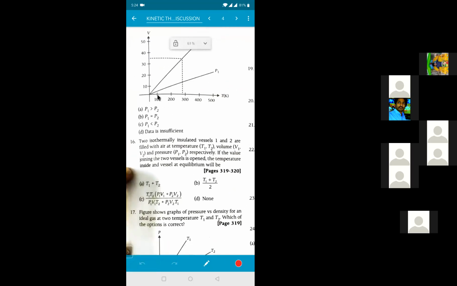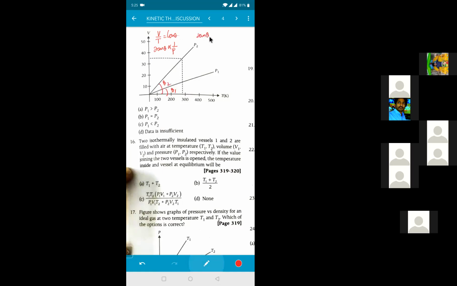It is a graph between volume versus temperature. Just now we know that volume by temperature will be equal to a constant. That means tan theta is nothing but the slope. Tan theta will be proportional to nR by P, so I can write directly that it is inversely proportional to the pressure. So V by T, the slope, is inversely proportional to the pressure. This one is theta 1 and this one is theta 2.